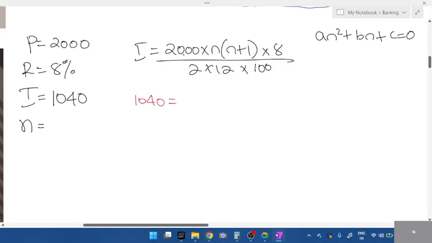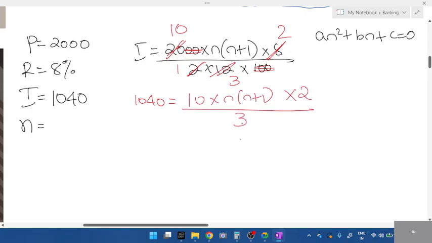What is the I value, the interest given? 1040. Okay, 1040. Reduce this. How many zeros get cancelled? 2 zeros. Next, which one can I reduce? 2 ones are 2, 10. Next, 4 twos are, and here 4 threes are. So what is left? 10 into n into n plus 1 into 2 divided by 3, students. Right? Okay. Now n into n plus 1 remains as it is.